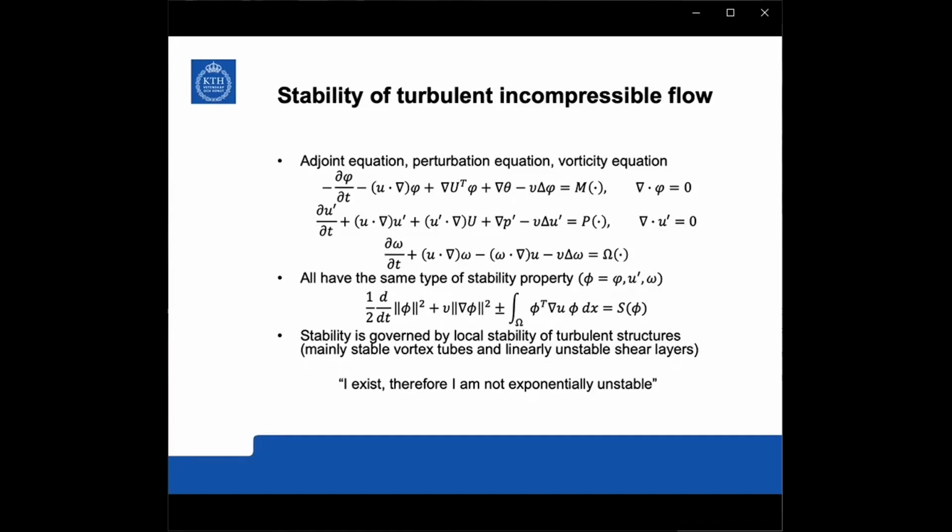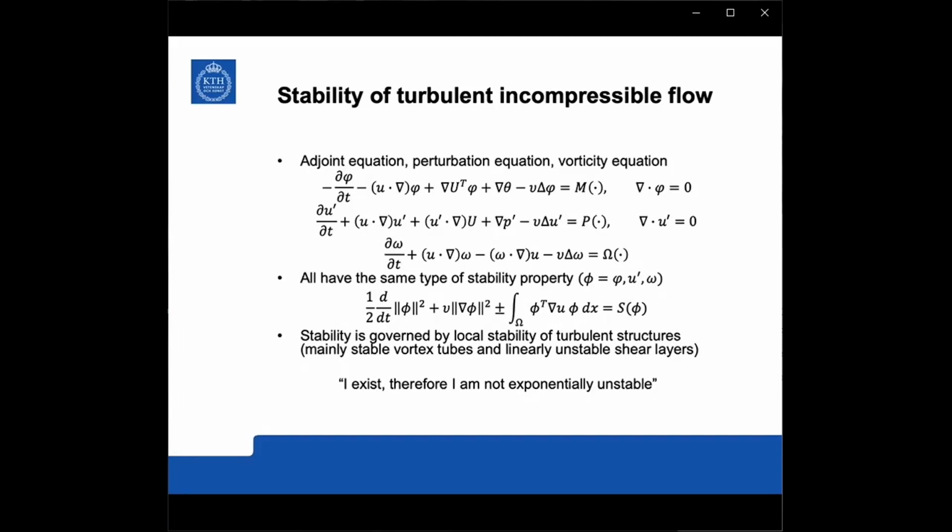So the evolution of these derivatives or perturbations can be expressed in the form of the energy of such perturbations that experience viscous dissipation, but also production based on the velocity gradient. So the velocity gradient expresses the local stability of turbulent structures.